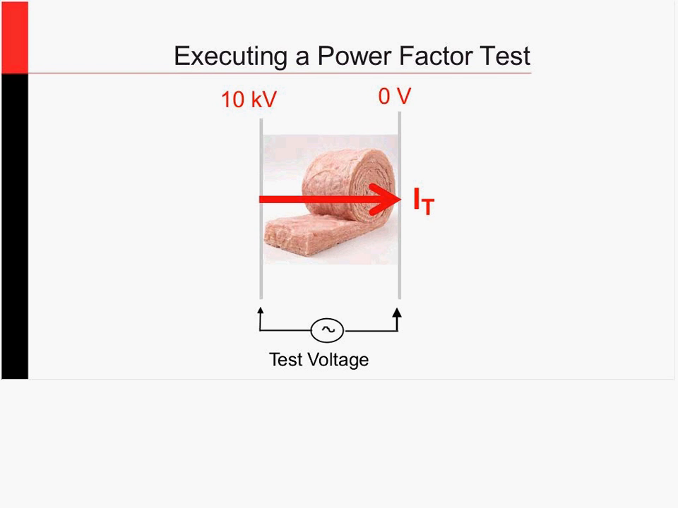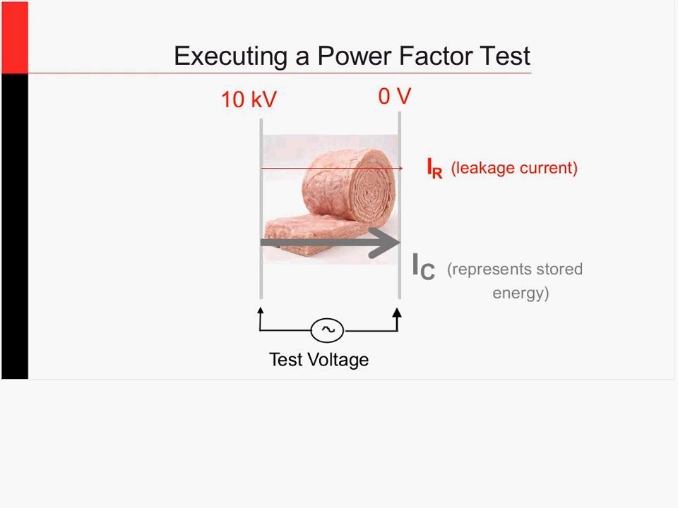Now you might say to yourself, well, that should be 0, right? And the answer is no. Because in this total current measurement, I've actually got two components. I've got both a resistive current and a capacitive current.